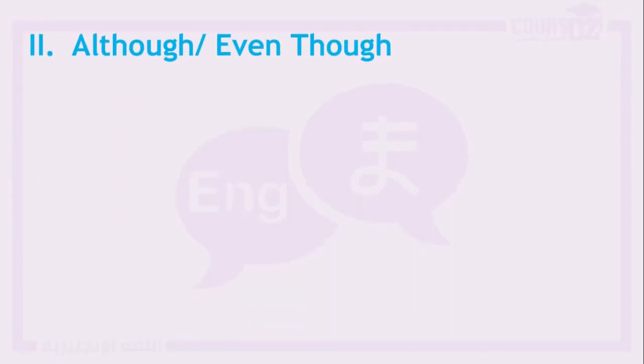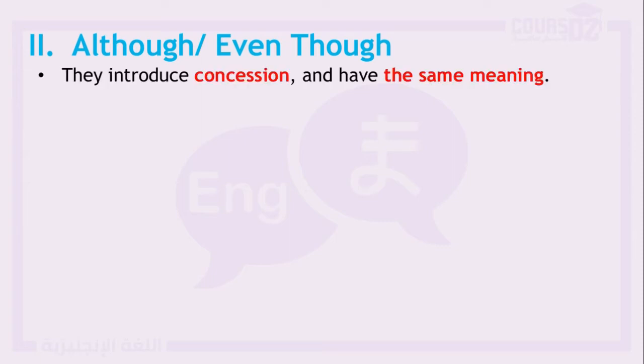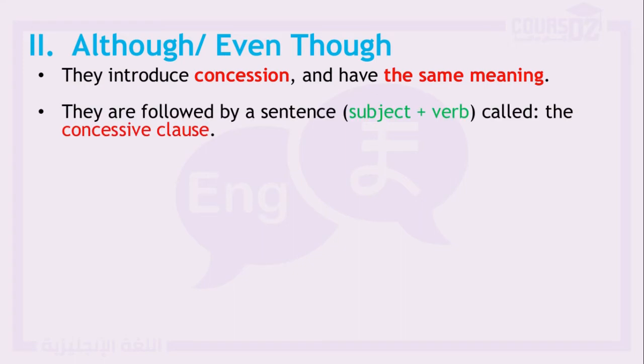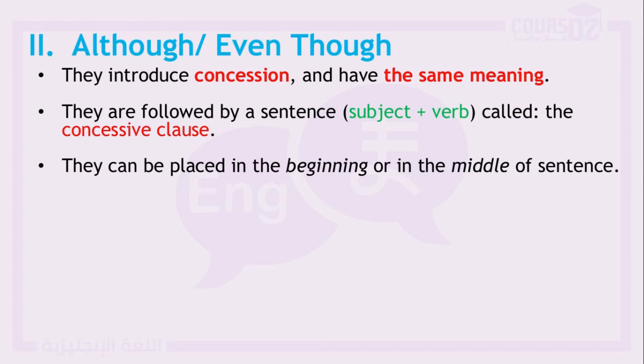Okay? نبدأ نشوفوا how to express concession using although or even though. So they introduce concession and have the same meaning. يعني although and even though عندهم the same meaning، عندهم نفس المعنى. They are followed by a sentence, subject plus verb. This sentence is called the concessive clause. يعني although الجملة اللي تجي بعدها فيها فاعل وفعل، هذه الجملة نعيطولها concessive clause.